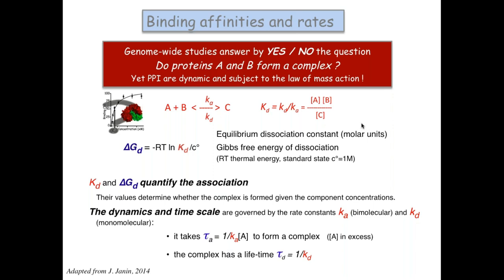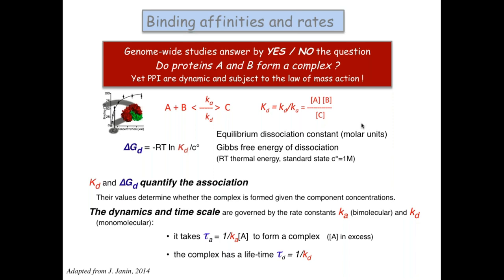In other words, the values of these quantities determine whether a complex is formed given the component concentrations. So that's very, very key: the formation of a complex is concentration dependent. And that has to do with crystallography, where crystallization is formed at very, very high concentrations of components usually, and NMR as well.